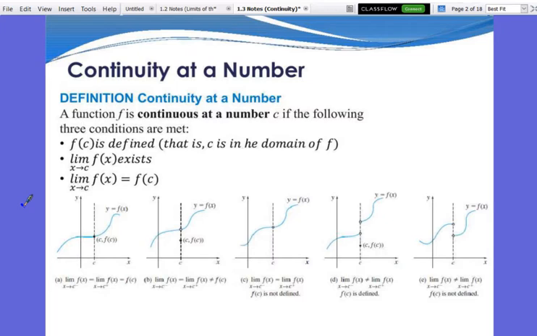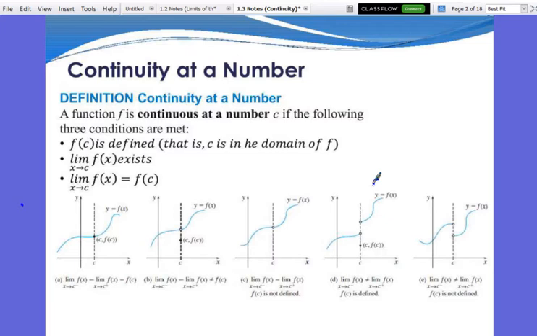Okay, all right, so this fourth one right here. Left hand goes to one number, right hand goes to a different number. What does that tell me about this? The limit does not exist. Okay, so what criterion does that get rid of? The second one. The second one says that one does not work. So is that continuous? No. Okay, good. So this one right here is not continuous.